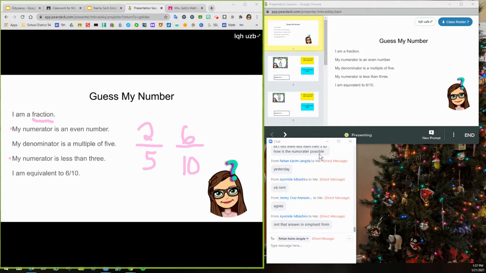I really like here, isn't that answer simplest form, Iomide says? What do you think? Which one is simplest form? 2/5, you guys, or 6/10? I'll watch those chats come in. Which one of those is simplest form? Ooh, Anna's with me in the chat here. Rayhan's with me in the chat. Queensleeve's with me. Very good. Yes, you guys. 2/5 is simplest form.